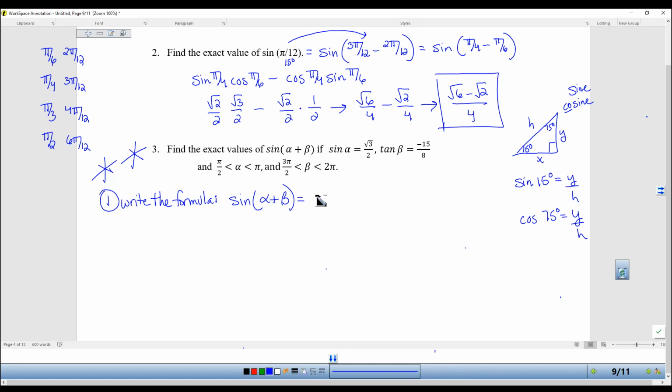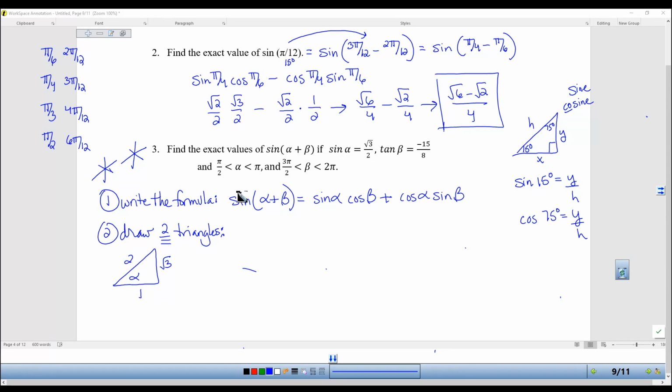So sine of alpha plus beta is going to be sine alpha cosine of beta plus cosine of alpha sine of beta. Step 2, draw two triangles. So I have an alpha triangle, and they told me that sine of alpha is square root of 3 opposite over hypotenuse 2, which means that if you do Pythagorean theorem, this must be a 1.